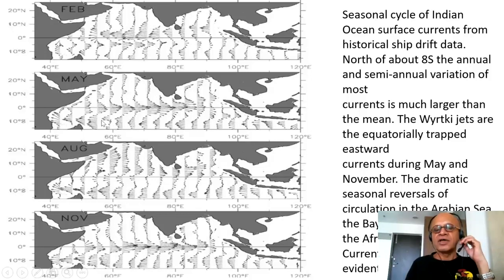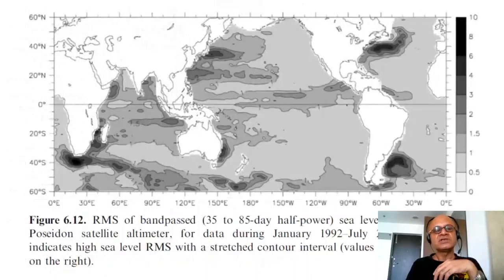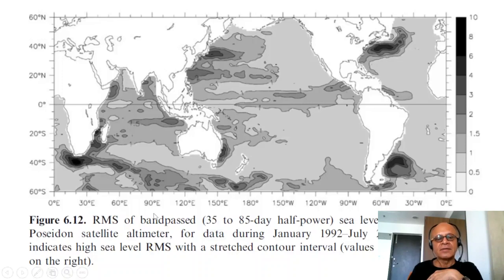Okay, so this is the root mean square of the band passed sea surface height from the satellite Topex Poseidon, and basically it's filtered for 35 to 85 day half power, and the data is from 92 to 2003, January to July, doesn't matter. But the main thing is that in the ocean, intra-seasonal variability is high here in the ITCZ, intertropical convergence zone region, in the subtropical front, in the western boundary currents, the Kuroshio and the Gulf Stream.